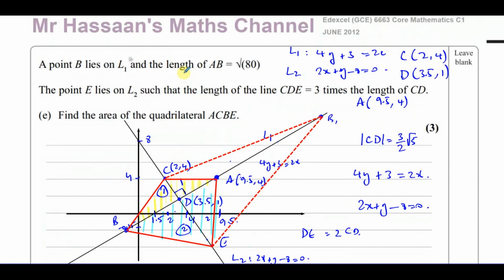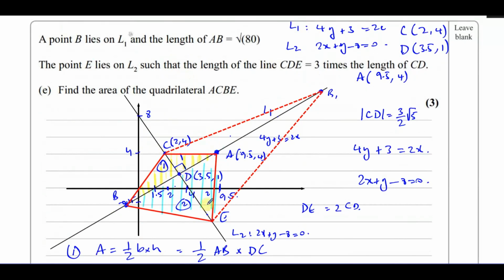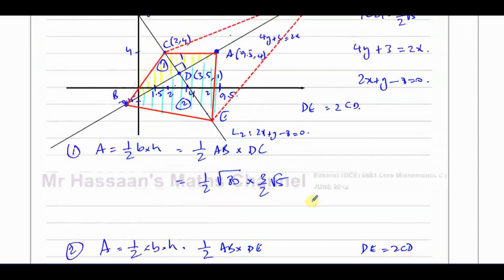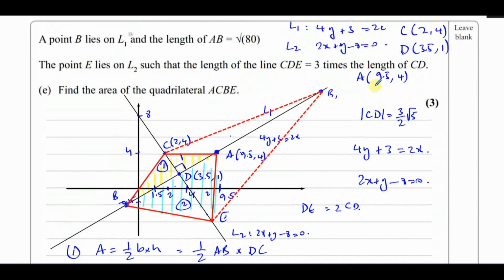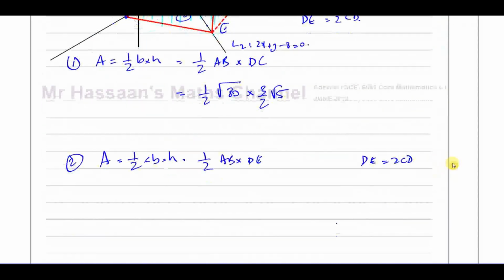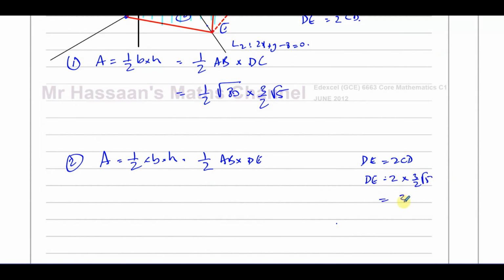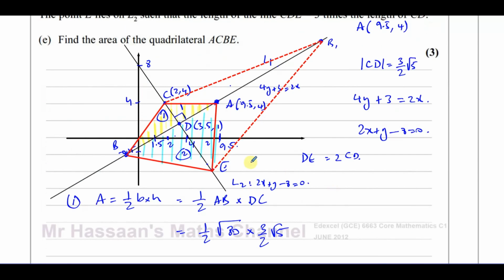Because they told us that CDE is 3 times CD. So CDE is 3 times CD. So that's one part, that's 2 parts. So that means DE is twice CD. And CD is, as we were told in the last part of the question, 3 over 2 times root 5. So DE is going to be 2 times 3 over 2 times root 5. So that's going to be 3 root 5. Okay, so that's the length of DE. We know that. And AB is root 80.